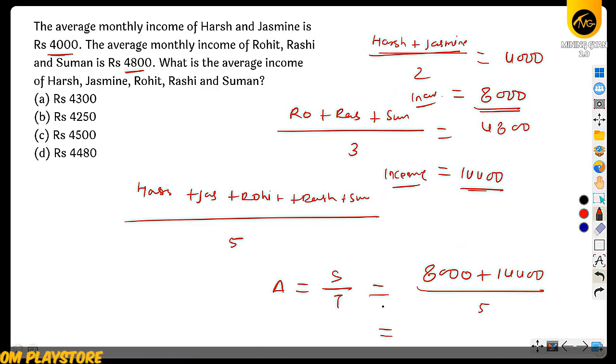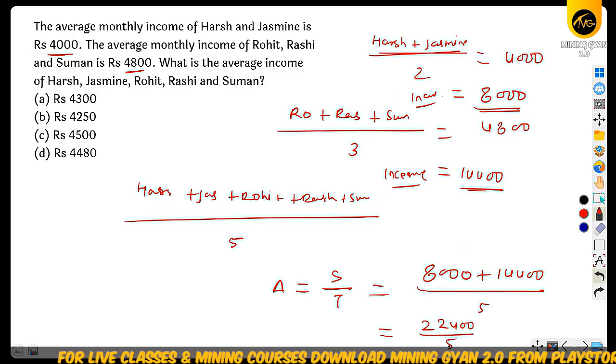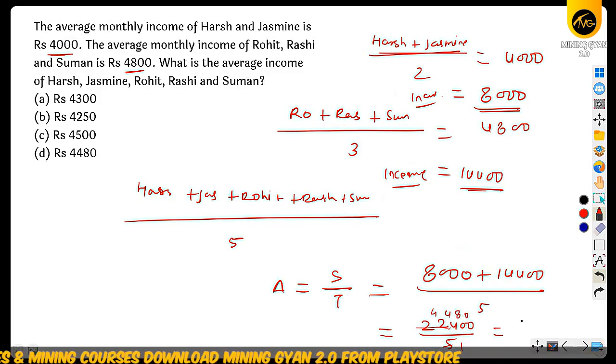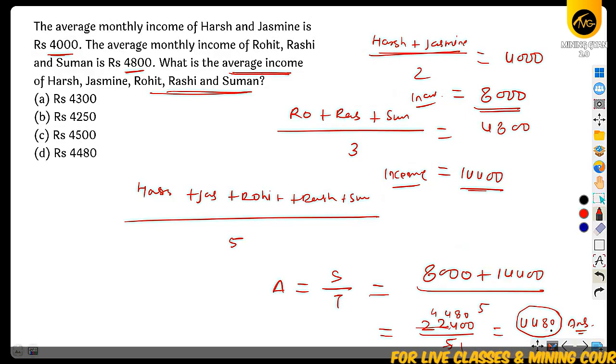So what will be the answer? 4320. Anyone else? It will be 8,000 and 14,400, that is 22,400, divided by 5. So 5 4s are 20, and 5 into 4 is 20, 2 to 4, and 5 into 8 is 40, and 0. Okay, the answer will be 4,480 rupees, the average income of Harsh, Jasmine, Rohit, Rasi and Suman.